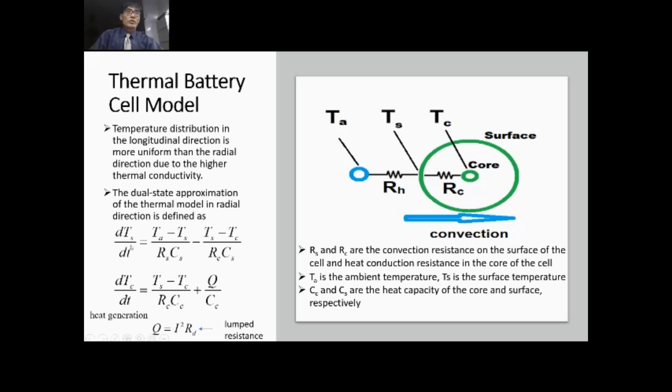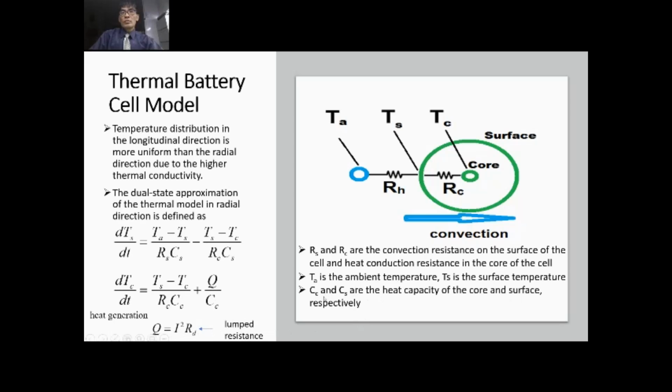You'll find that the change in the surface temperature over time is equal to TA, the ambient temperature, minus TS, the surface temperature, over RSCS, minus TS minus TC over RCCS. For the core temperature, where C and S refer to core and surface respectively, you can write this as TS minus TC over RCCC plus Q over CC. This Q is the heat generation. In this case, we use the formula equal to I squared RD, a lumped resistance.